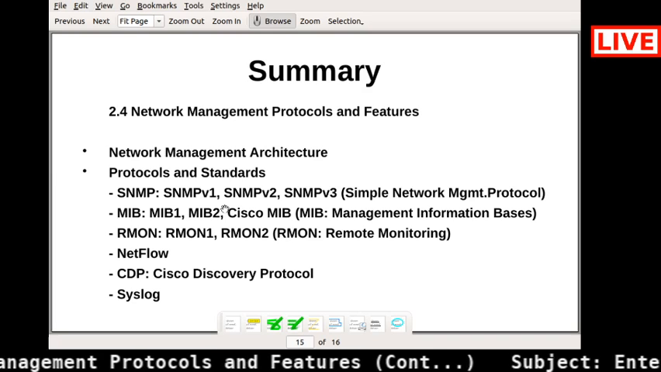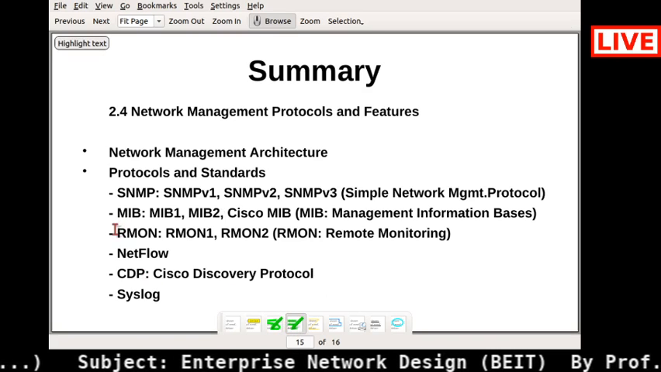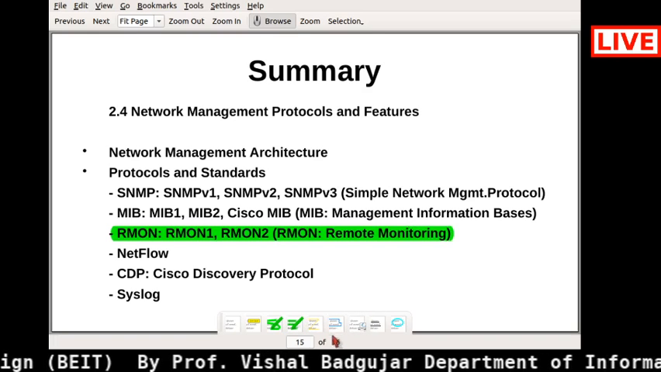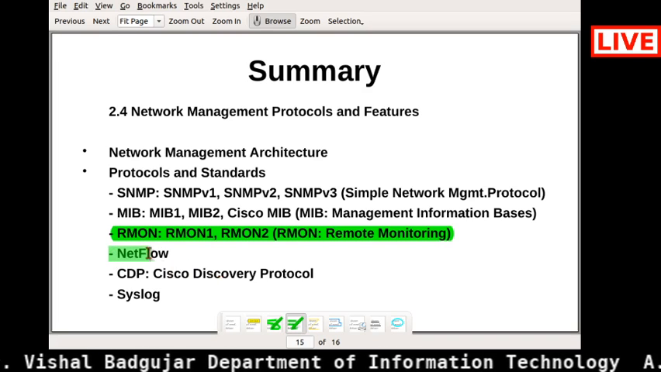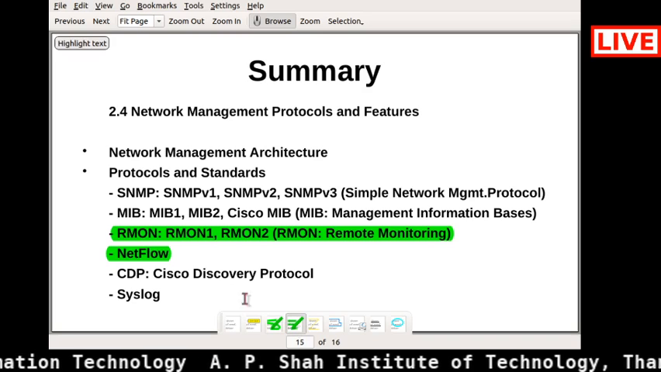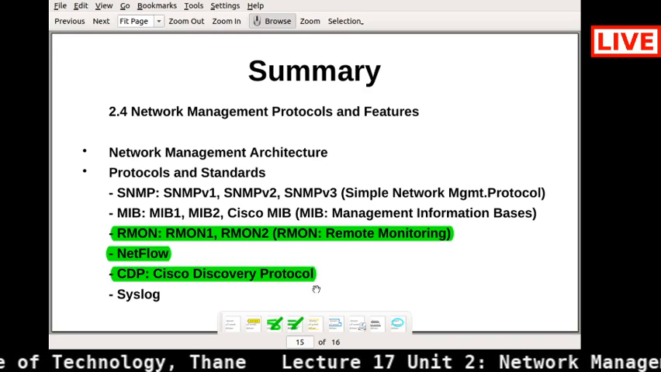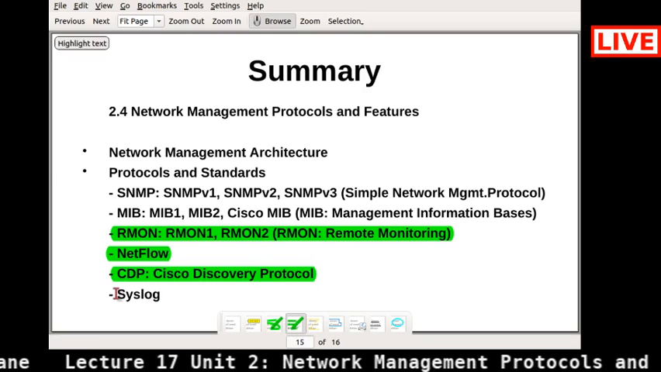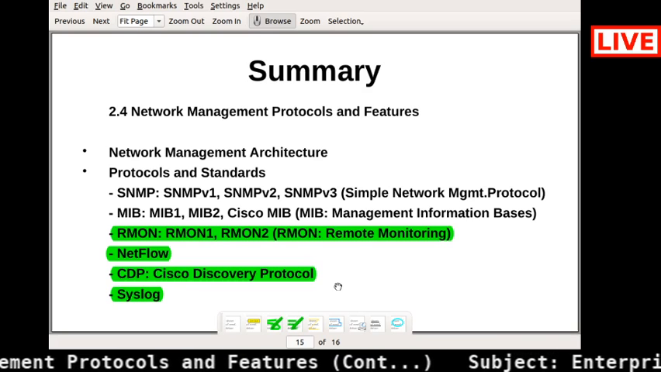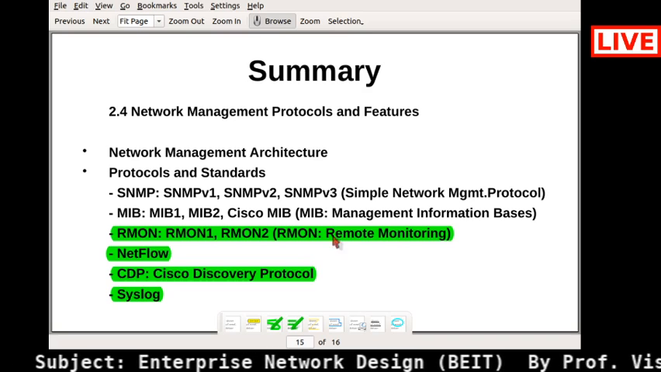So this is all for today, our last topic. What have we covered today? We have seen the remaining network management protocol, RMON, RMON 1 and RMON 2. Then we saw NetFlow and how it compares to SNMP, RMON and MIBs. Then we discussed the vendor-specific protocol CDP, Cisco Discovery Protocol. And the last one is syslog, and how it can be used in network management for visualization and so on. So this is all for today.